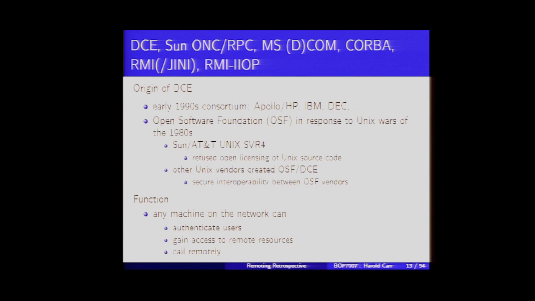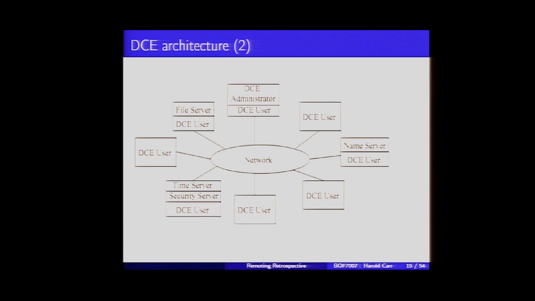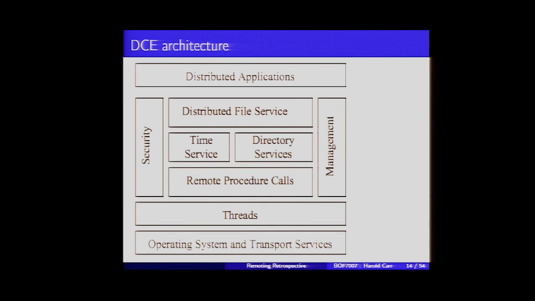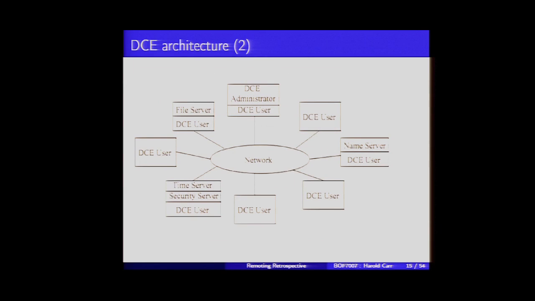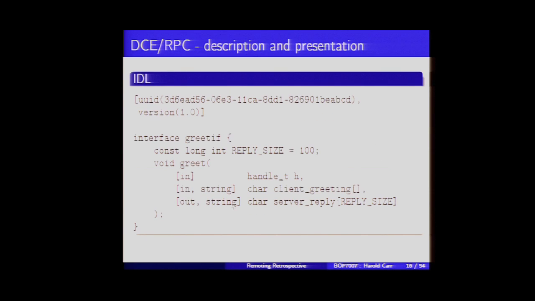So let's see, I said the origin, oops, the wrong direction. That's another slide of the same thing. This slide kind of makes it look like it's all on one machine, and that's kind of the point of their architecture. But it's really on a network, so the file server might be somewhere else, the administrator somewhere else, the time server, the security server.